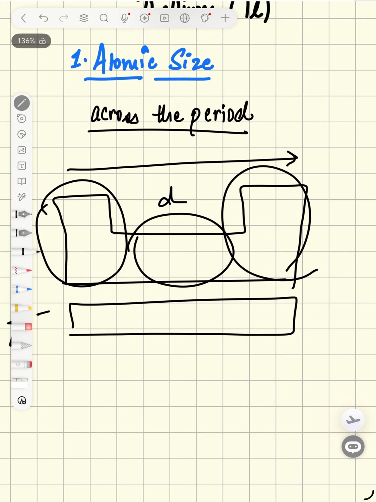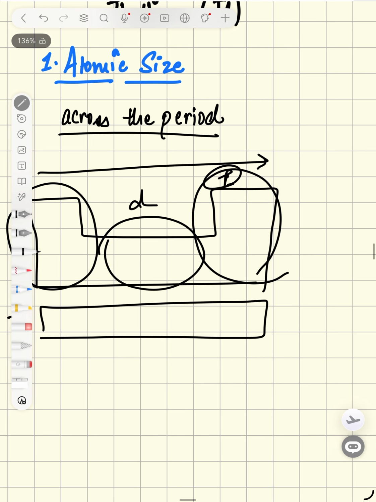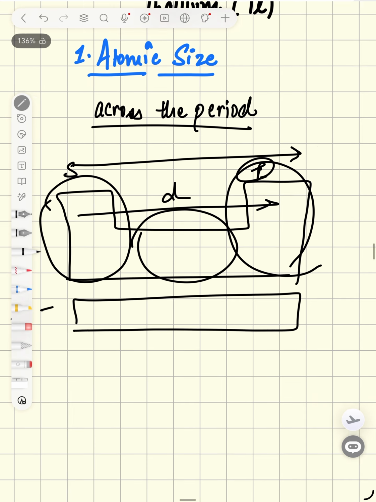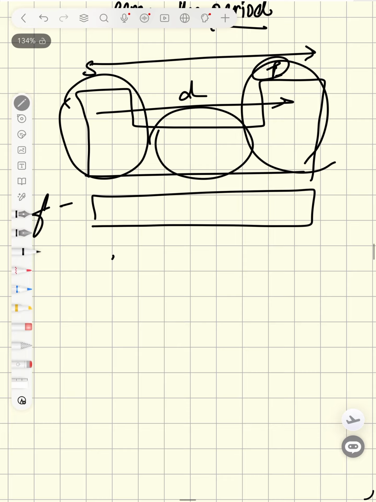Talking about the P block elements here. As we move from left to right across the period, the size will decrease. Why does the size decrease? As we move across the period, electrons are added to the same shell. Electrons are added to the same shell, like this.